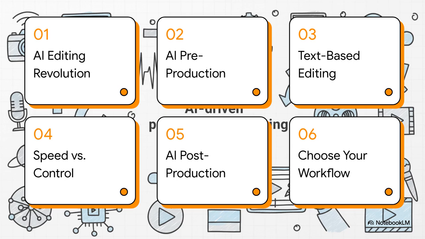First, the AI editing revolution. Two, AI pre-production and planning. Three, text-based editing. Four, speed versus control. Five, AI post-production. And finally, choosing your workflow. Let's get right into it.